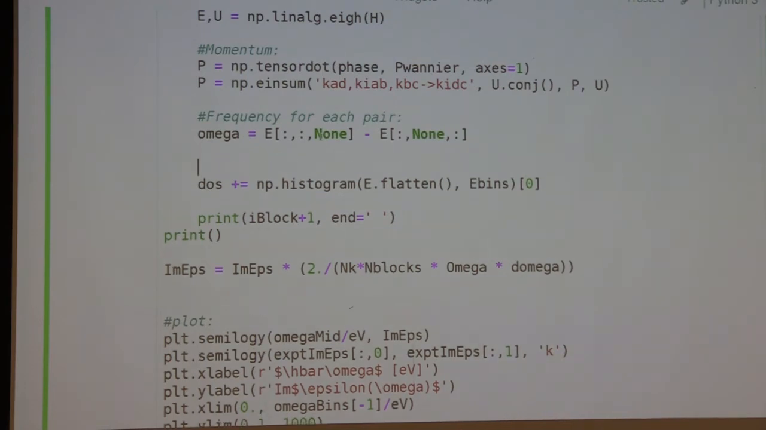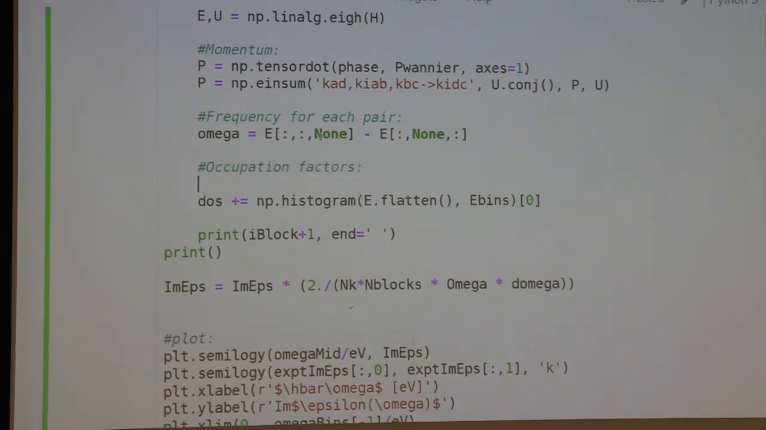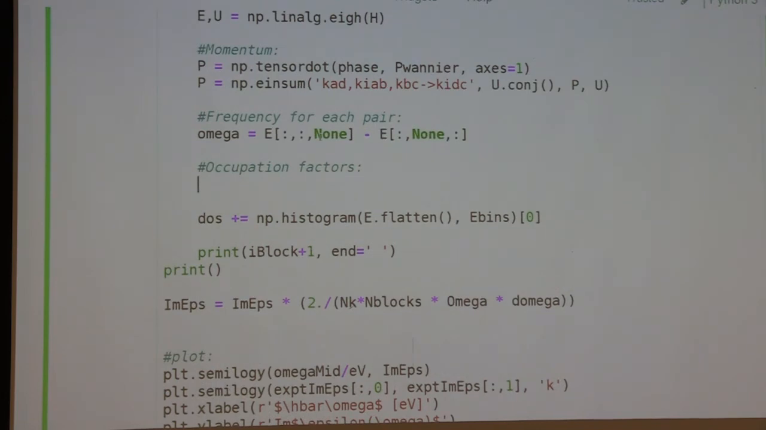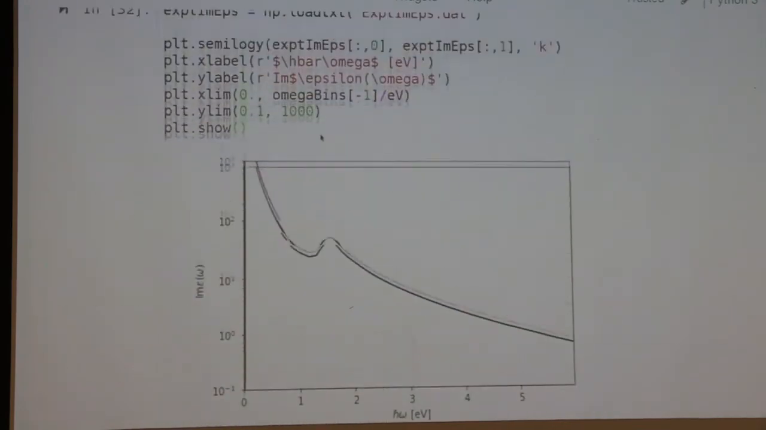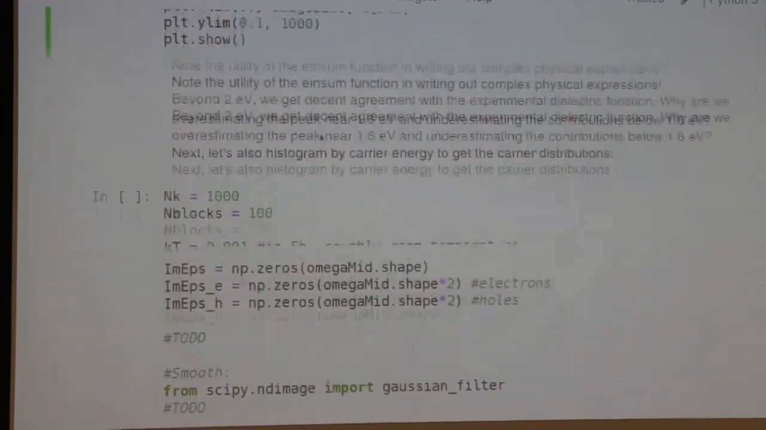Right. Now I need to calculate the occupation factors corresponding to that pair. So first I can just calculate the Fermi occupation factors, which I'll just write out the expression for that. What did I do?